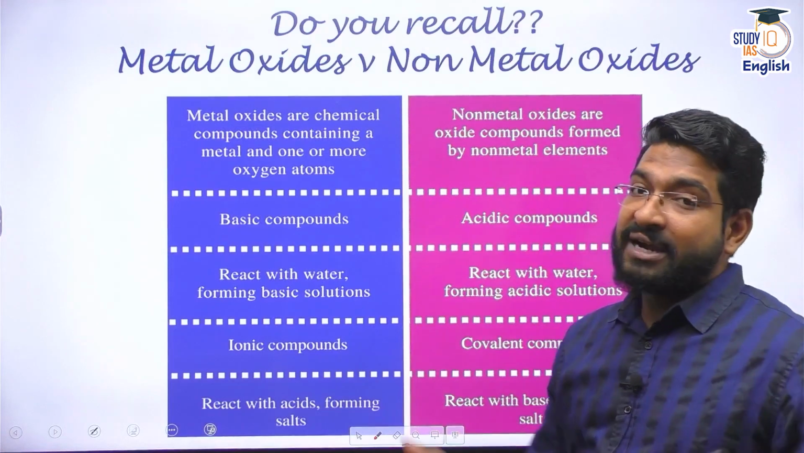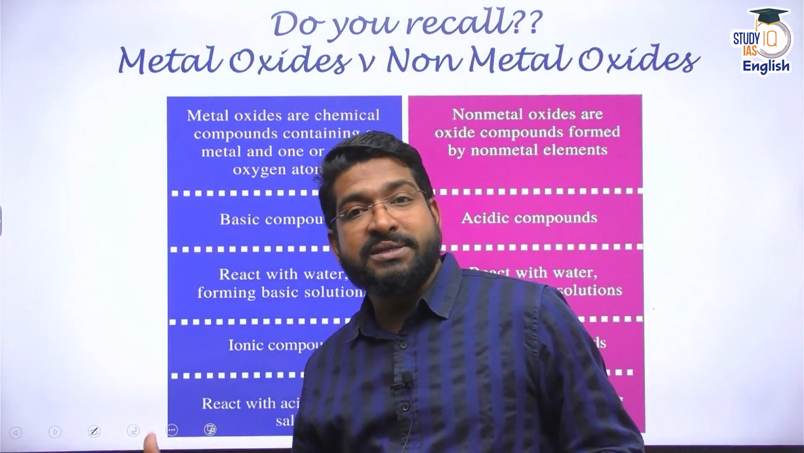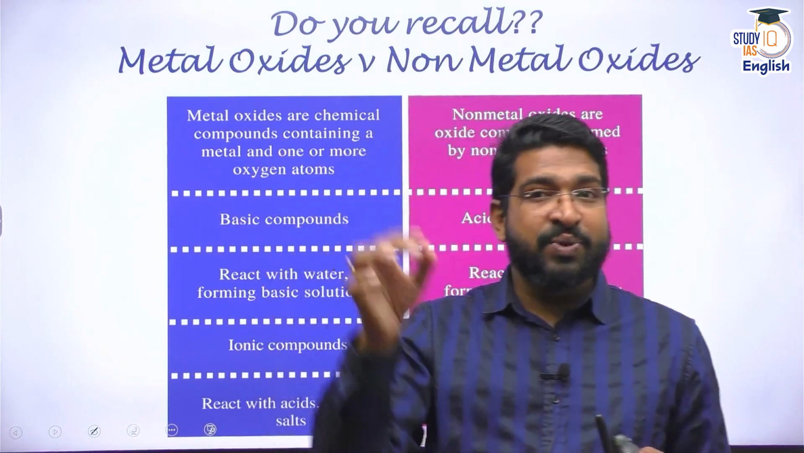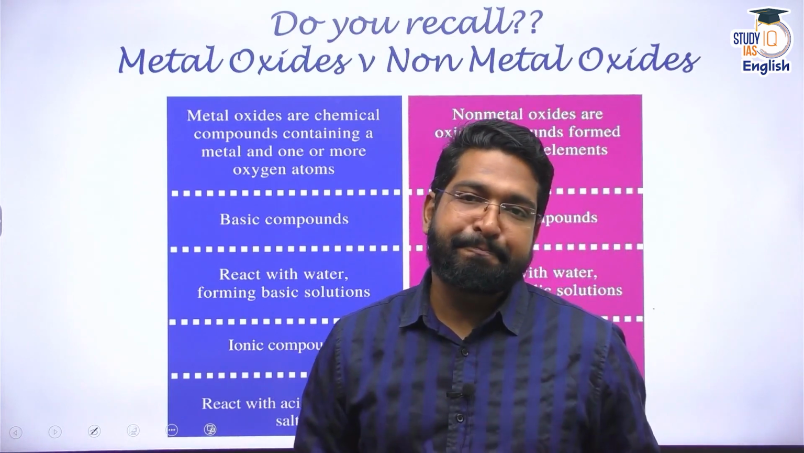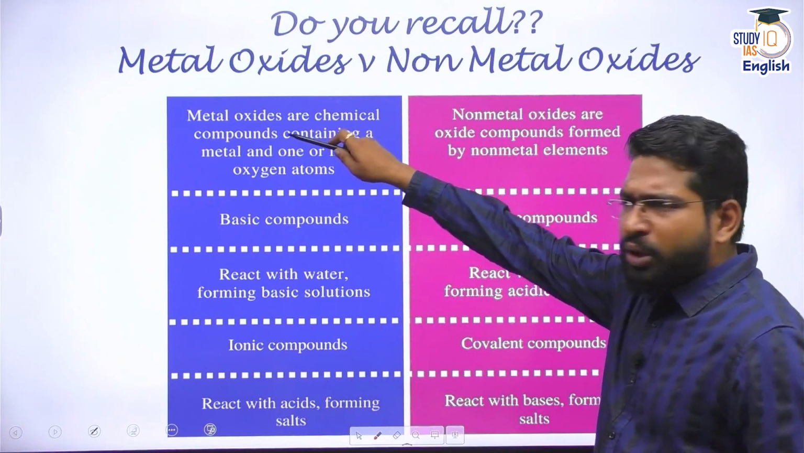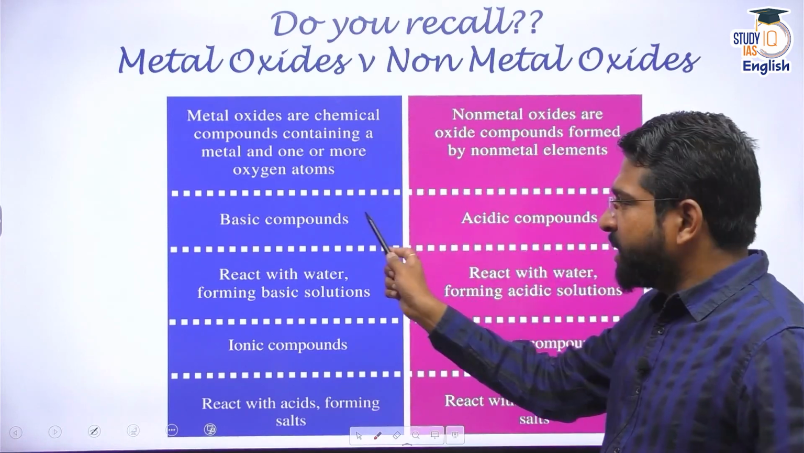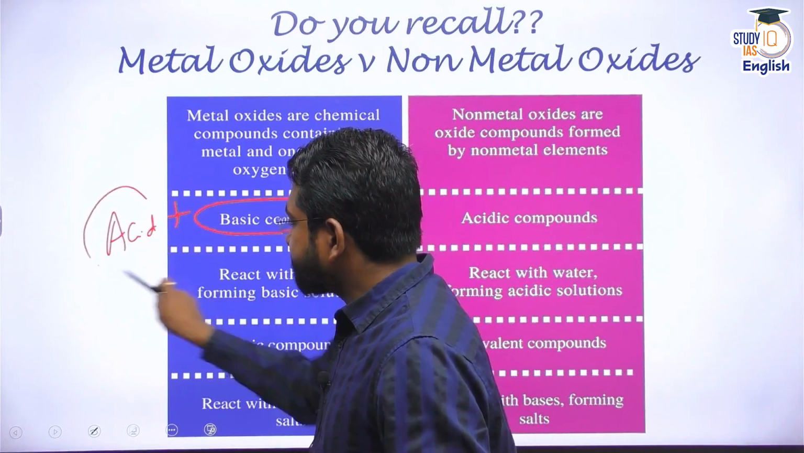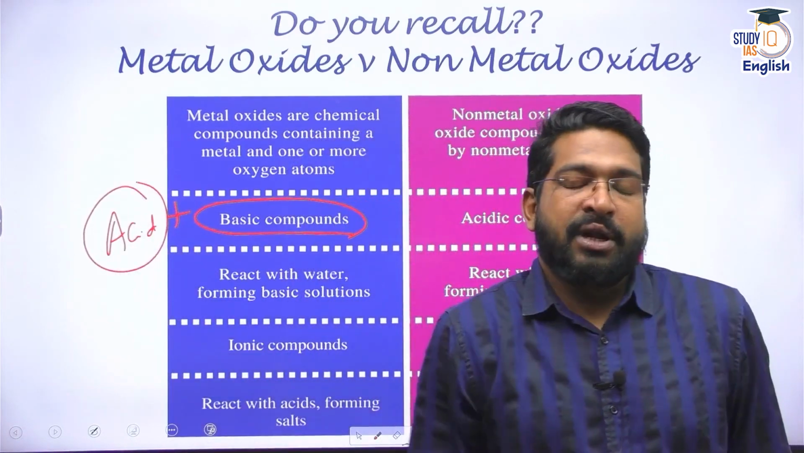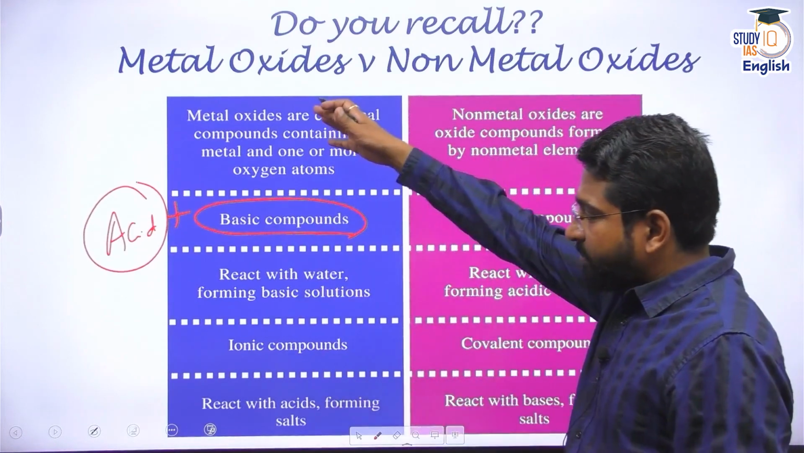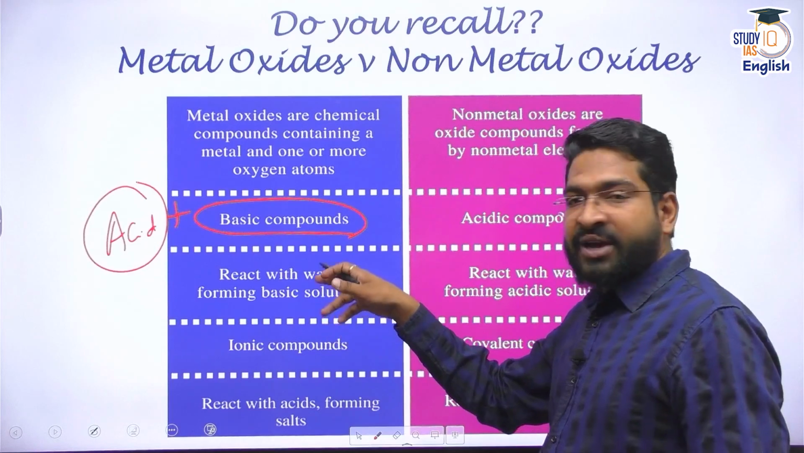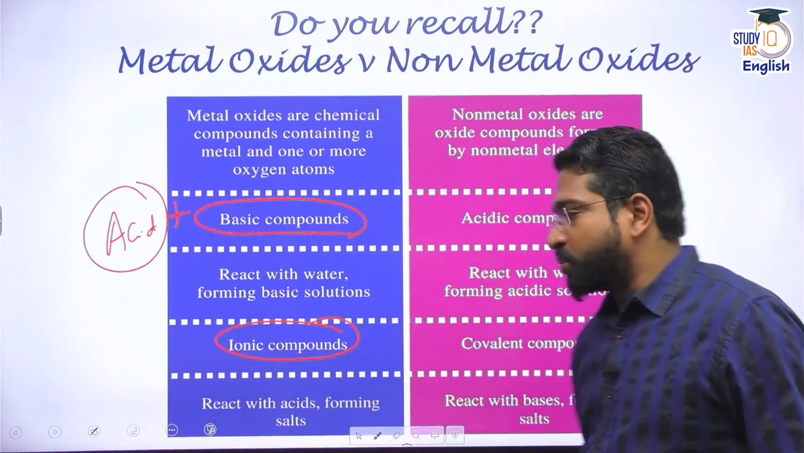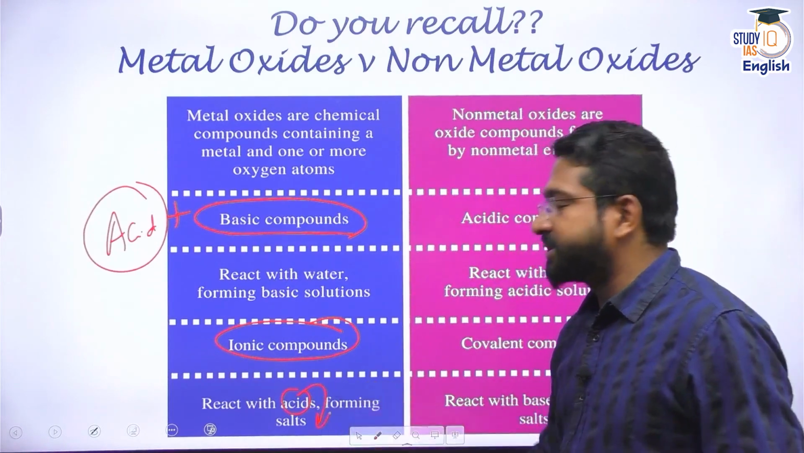So do you recall this? We had discussed this when we spoke about metals and non-metals. In fact, all these ideas have been discussed once when we spoke about metals, non-metals, and their reaction with acids. It's more like a revision for us. Do you recall that metal oxides are chemical compounds that contain metal and oxygen atoms, and they are basic compounds? So when I add this basic compound and acid, what will happen? Simple, salt and water will be formed. That means acid and base would be neutralized. That is why metal oxides react with acids, and these metal oxides are generally ionic compounds. They react with acids forming salt.